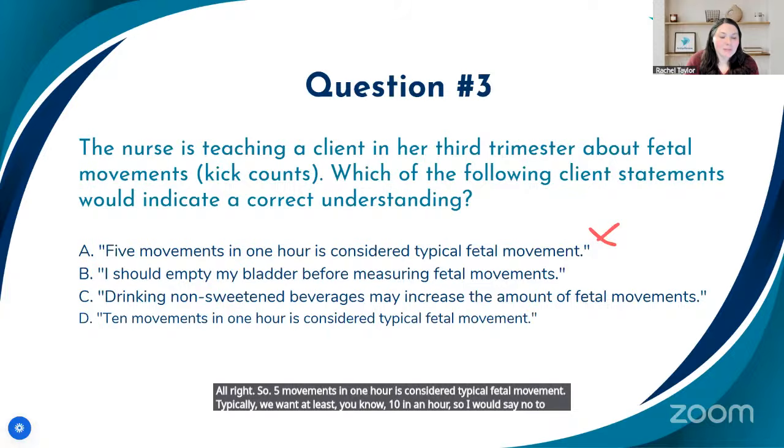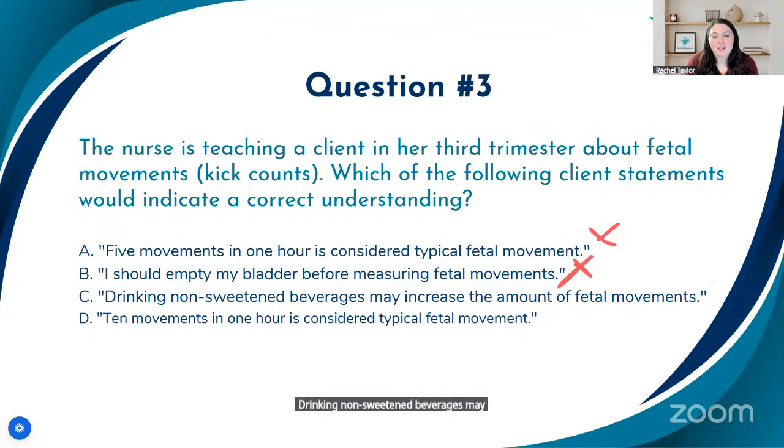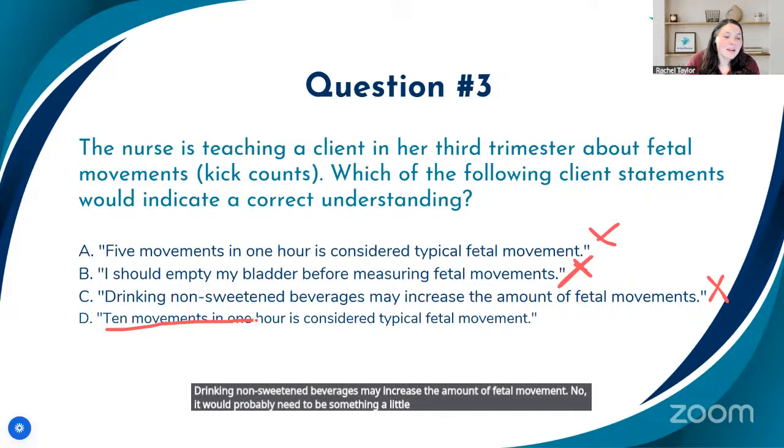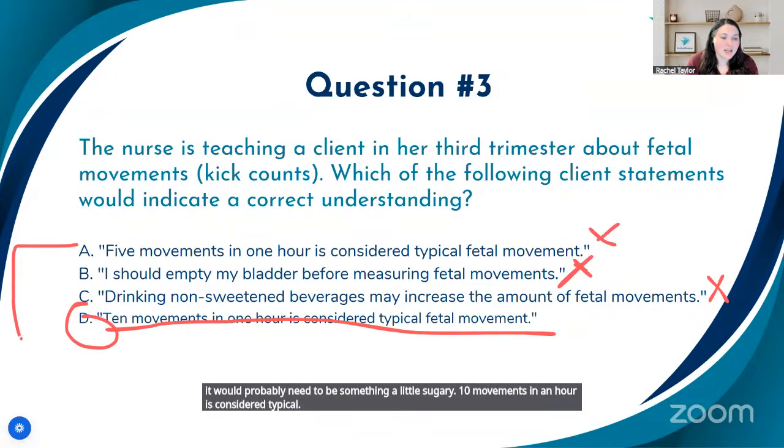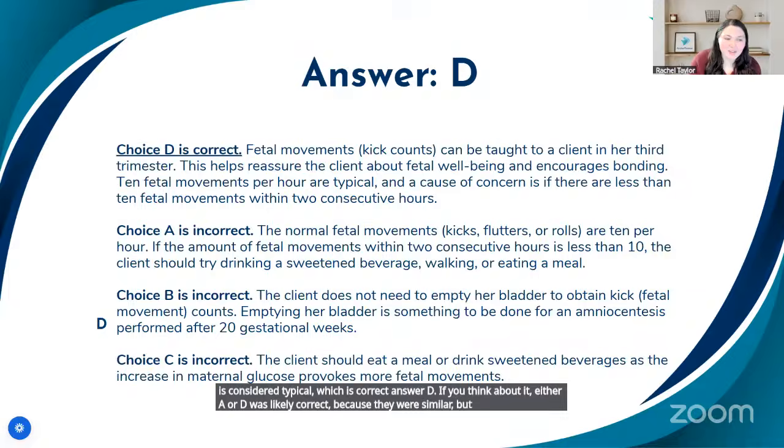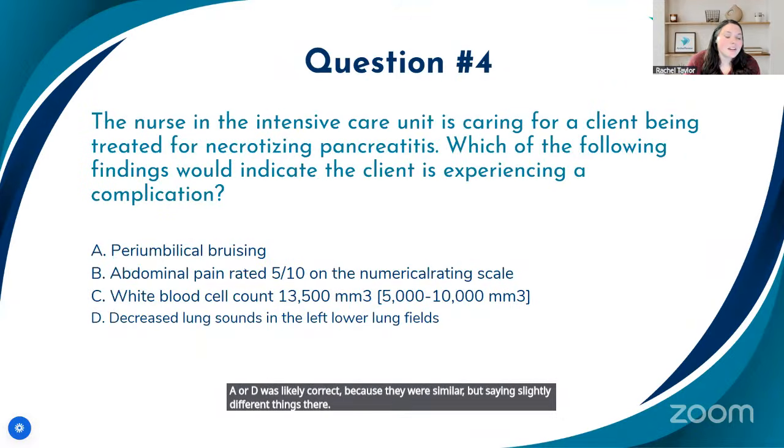B, I should empty my bladder before measuring fetal movement. That's not going to impact a whole lot here. C, drinking non-sweetened beverages may increase the amount of fetal movement. No, it would probably need to be something a little sugary. D, 10 movements in an hour is considered typical, which is correct. If you think about it, either A or D was likely correct because they were similar but saying slightly different things there. All right, here's our next question.